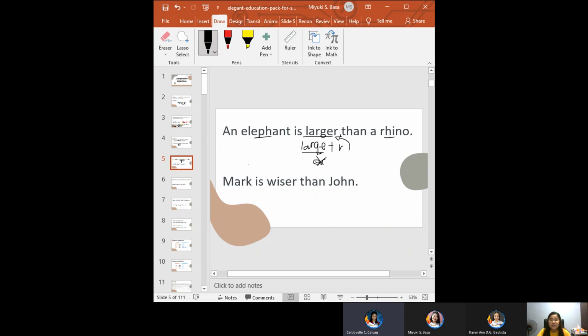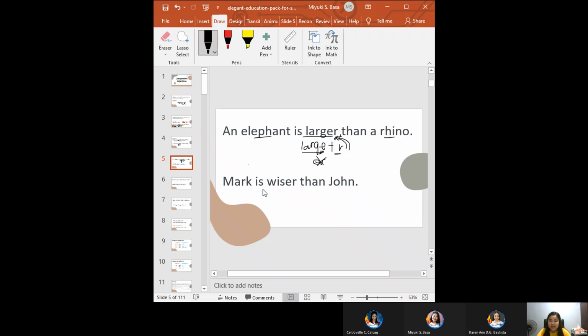Yes po, ma'am. Okay, I will repeat the second rule. The second rule is that if the adjective ends with letter E, we will just add the letter R to make it a comparative adjective. Are we clear? Yes po, ma'am. Okay, thank you for responding, Ms. Kaluwag. So now let's proceed to the second example.